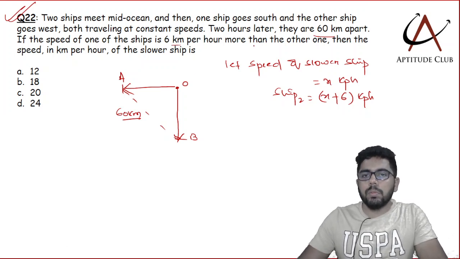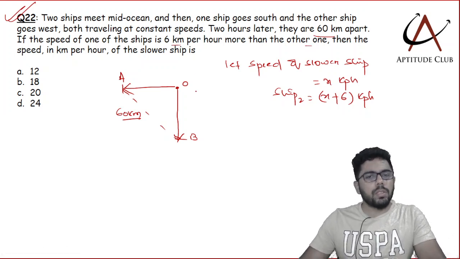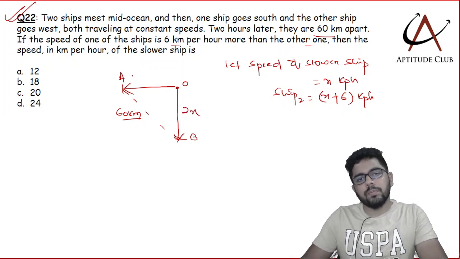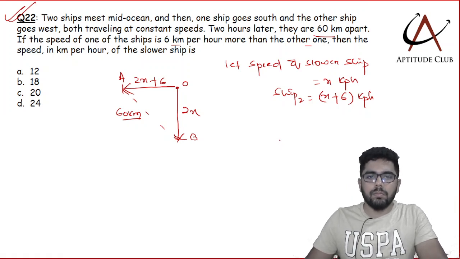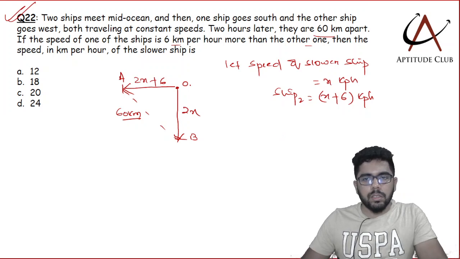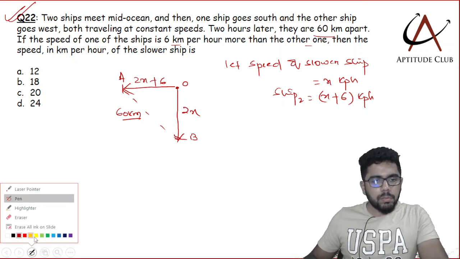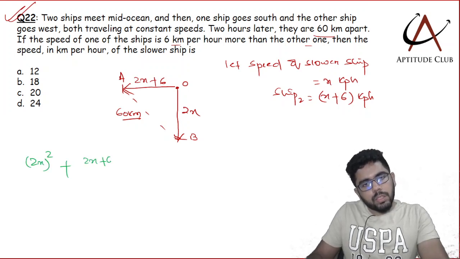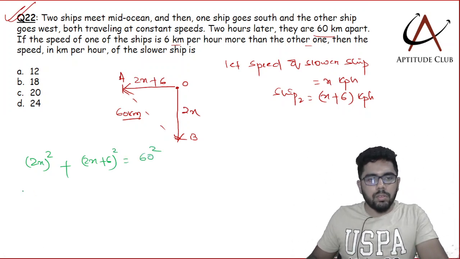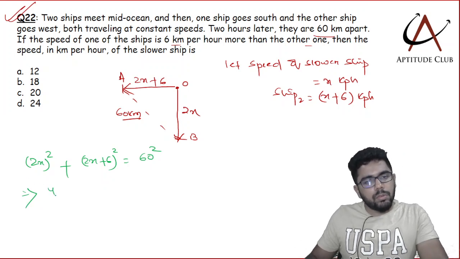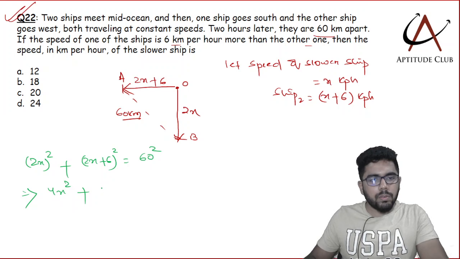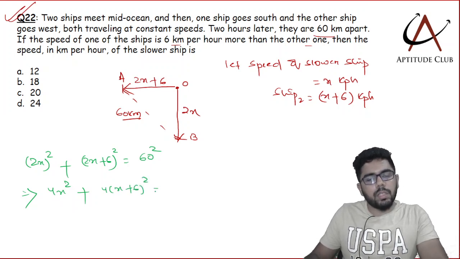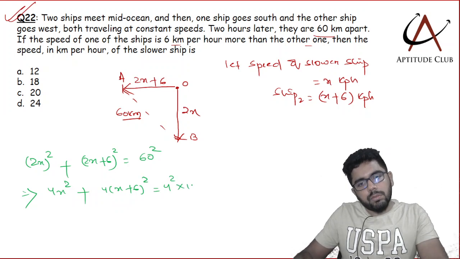Speed of one is 6 km per hour more than the other, so we have used that. So in 2 hours, the slower ship would have gone 2x and the faster ship would have gone 2x plus 6. Okay. So now I can clearly write (2x)² plus (2x plus 6)² is equal to 60². तो मैं भी थोड़ा सिंप्लीफाई कर सकते हैं. 4x² plus 4 times (x plus 6)² is like 4² into 15².